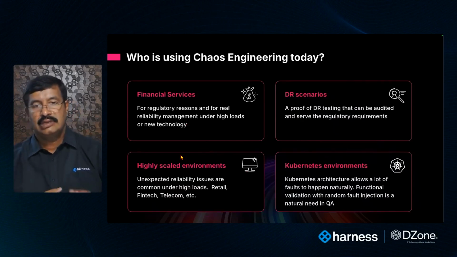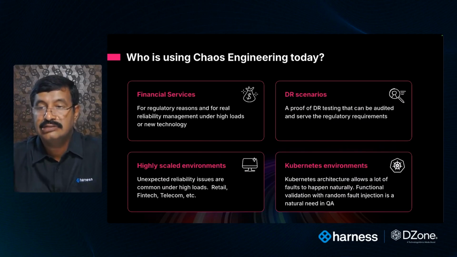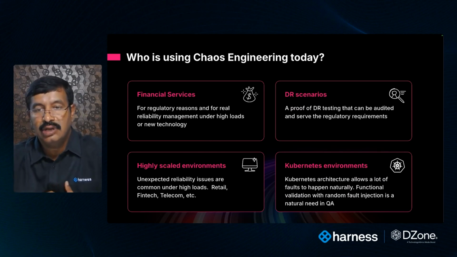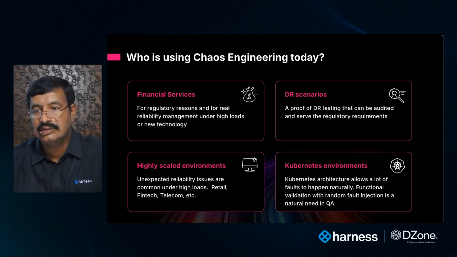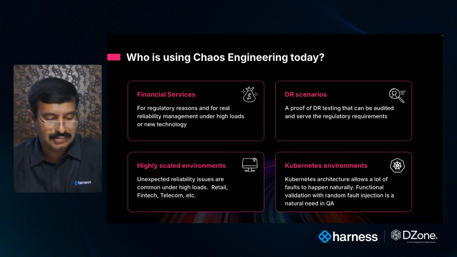Where is it being used today, right? So mostly in the financial services area where the cost of outages is very, very high. And chaos engineering is also used as a method to improve DR testing, right? So it can be very highly efficient and save a lot of cost. And then when the systems are highly scaled, you don't have much control. So you just go and practice chaos engineering as a way to test the unknown risks, right?